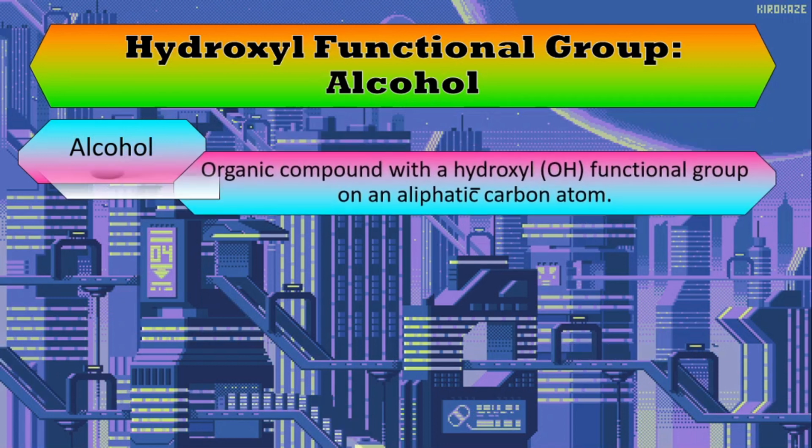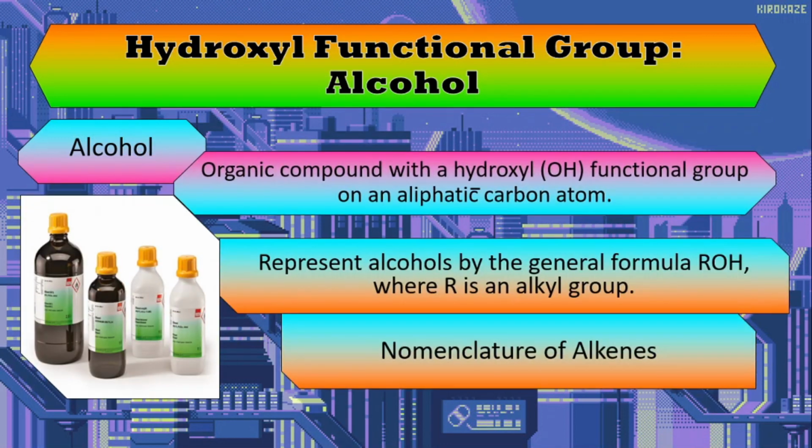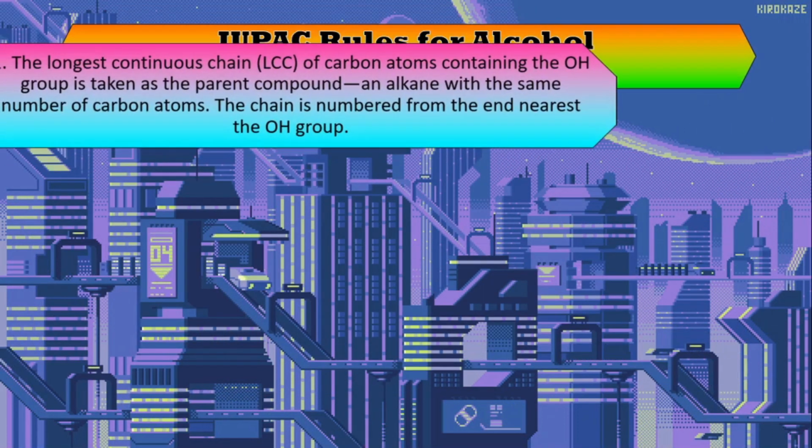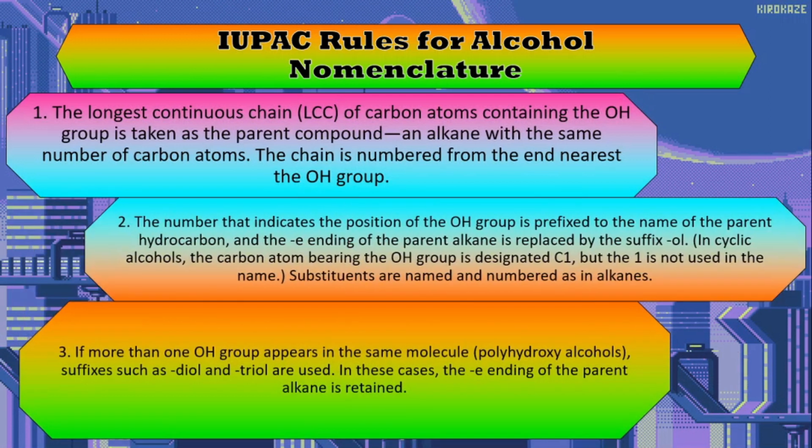Functional groups. Alcohol. Alcohol is an organic compound with a hydroxyl functional group on an aliphatic carbon atom. Represent alcohols by the general formula ROH, where R is an alkyl group. Nomenclature for alcohol. The longest continuous chain of carbon atoms containing the OH group is taken as the parent compound, an alkane with the same number of carbon atoms. The chain is numbered from the end nearest the hydroxyl group.